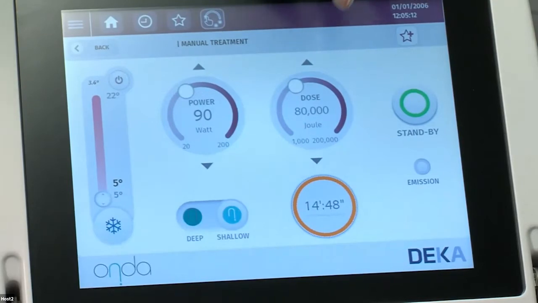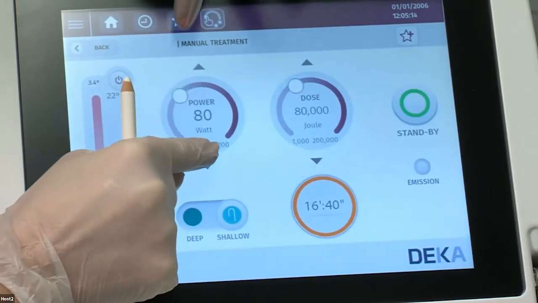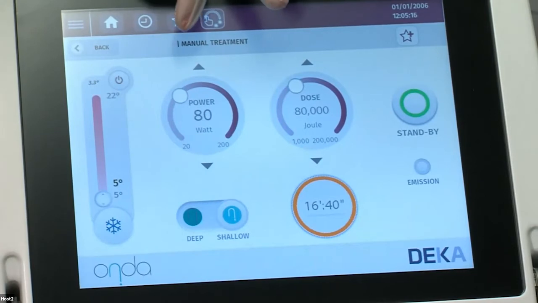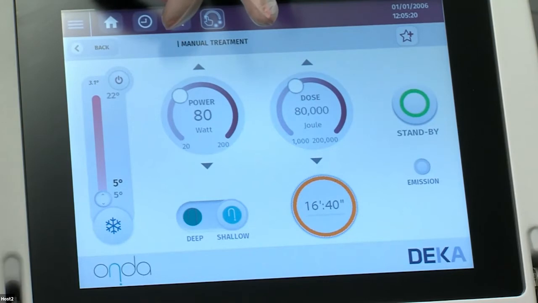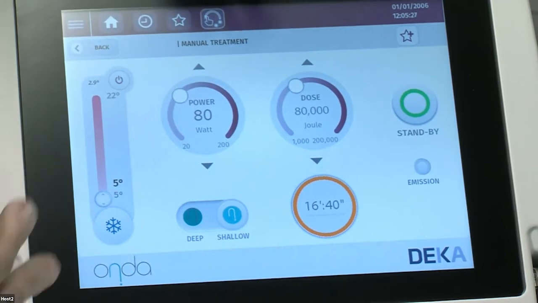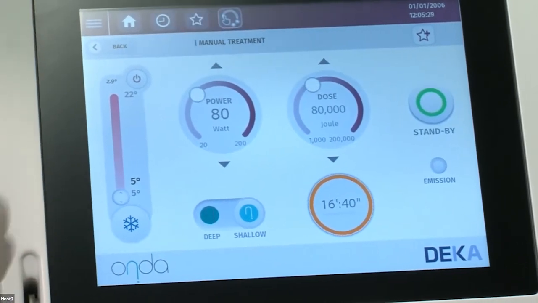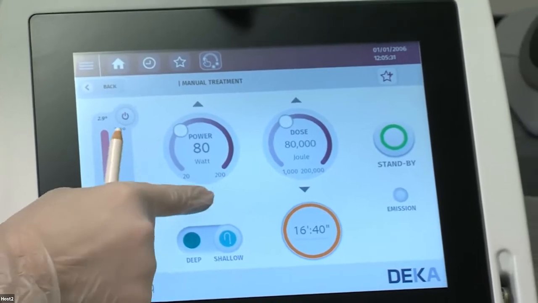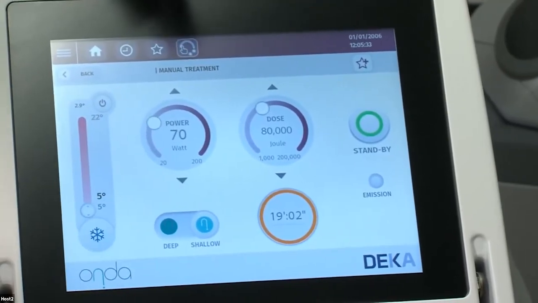80,000 joule, and I go down a little bit with the power. So I start with 80 watt power. If my patient can tolerate, I go on with these parameters. If my patient after some minutes starts complaining about the heat, I can go down with the power.